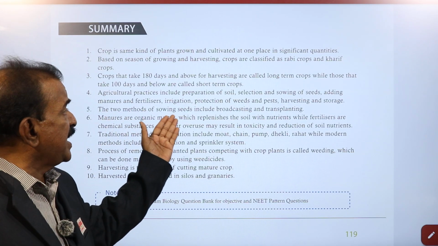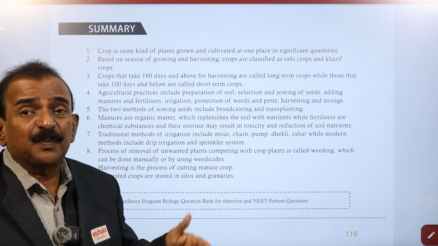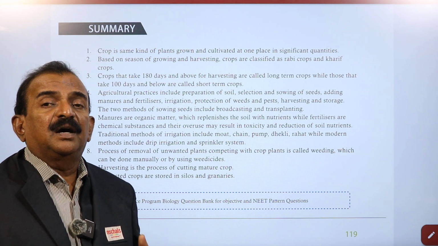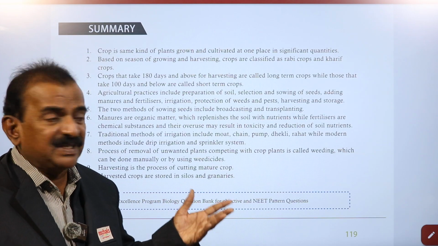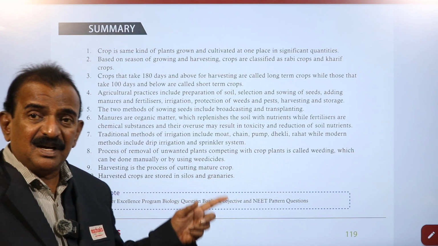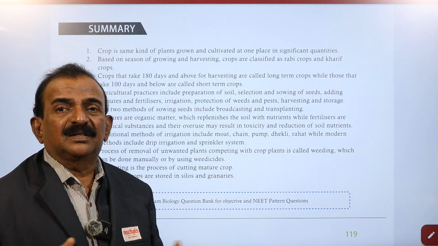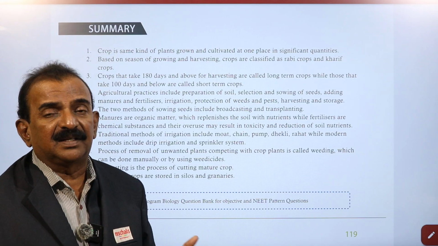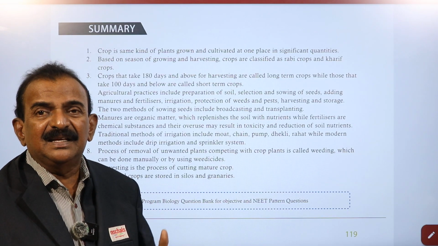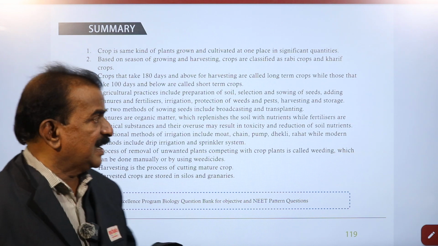And the two methods of sowing seeds. First one is broadcasting, and another one is transplanting. Transplanting of paddy saplings, and transplanting of banana saplings. So there are two methods, broadcasting and transplanting. Manures are of two types, organic manures and natural manures, and also there are chemical fertilizers. Chemical fertilizers are manufactured in factories, and they are called artificial fertilizers.